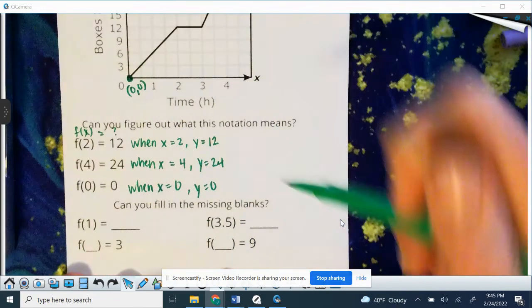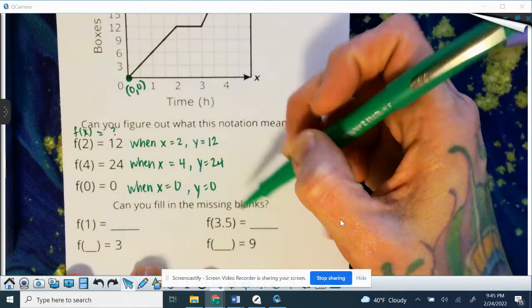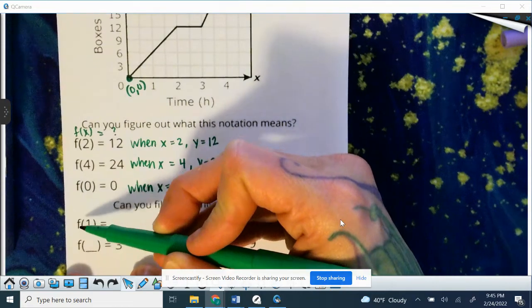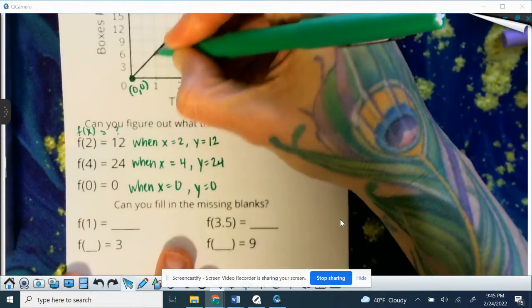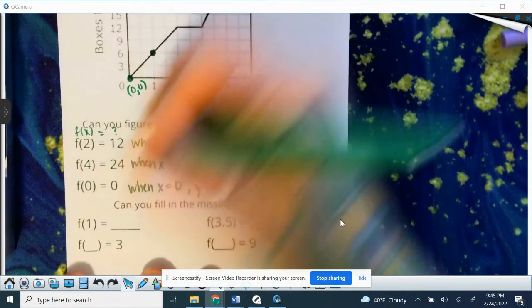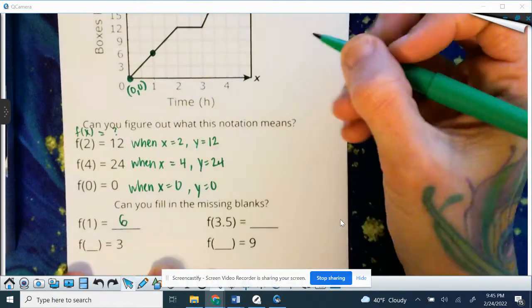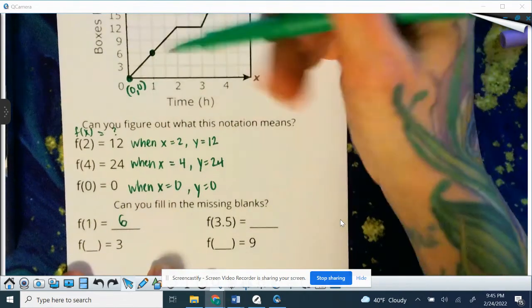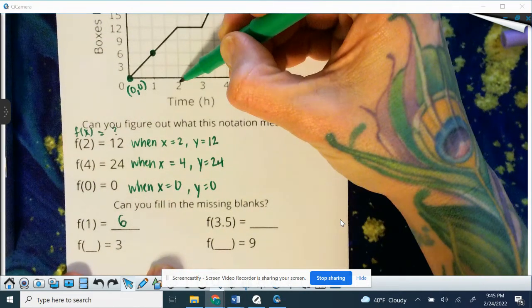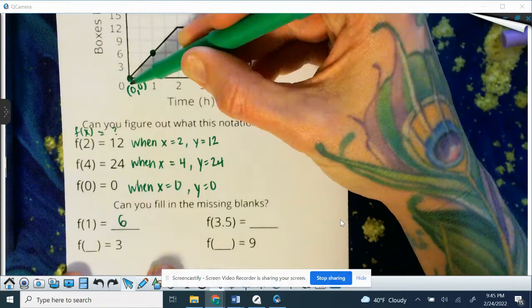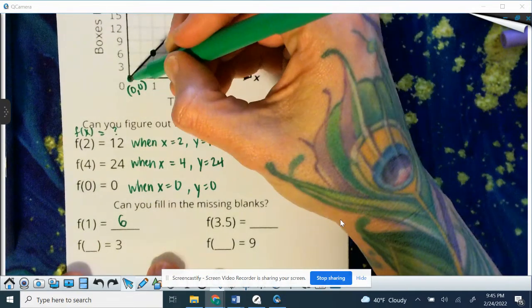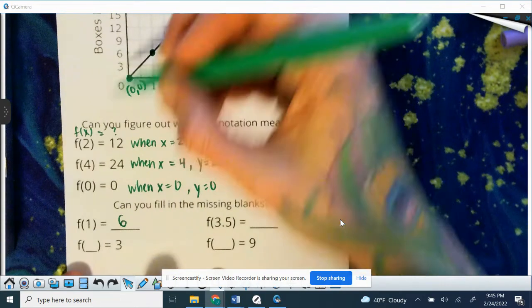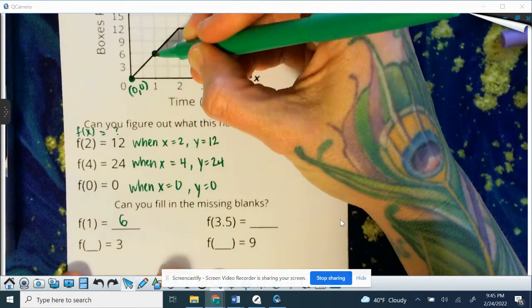So using your table, can you fill in the missing blank? F of 1, so that's saying what is y when x is 1. If I go to my table where x is 1, it's 6. So time and boxes packed. At 2 hours, there were 12 boxes packed. At 4 hours, there were 24 boxes packed. At 0 hours, there were no boxes packed. At 1 hour, there were 6 boxes packed.